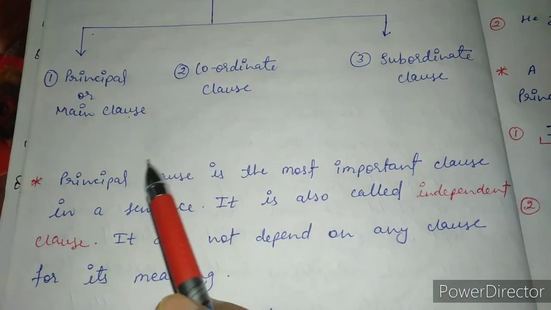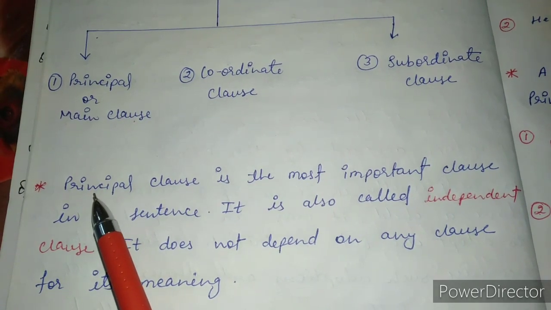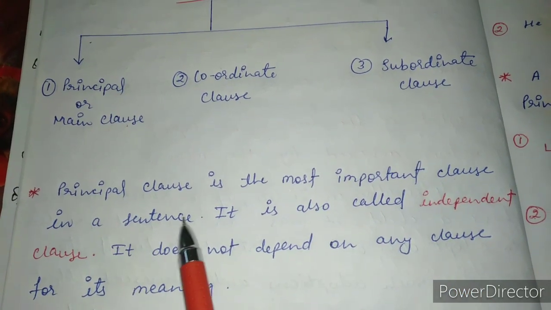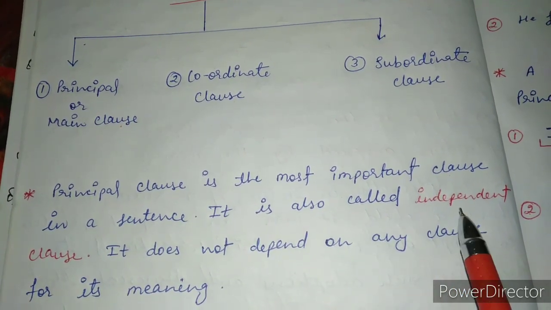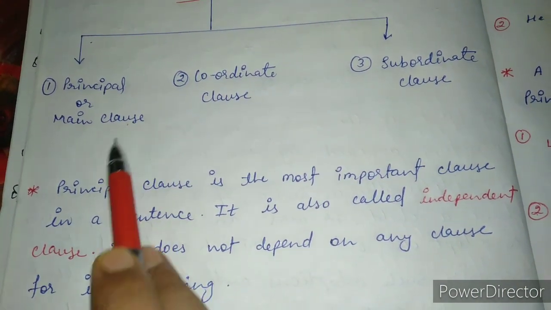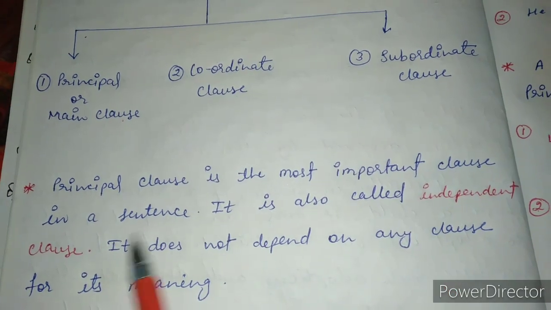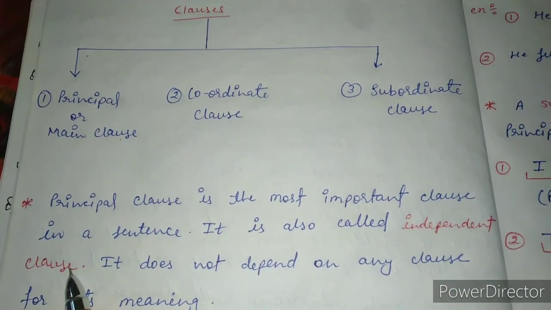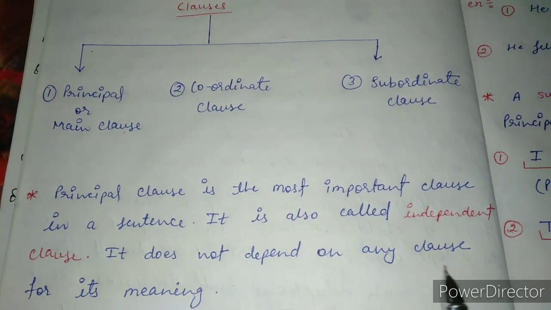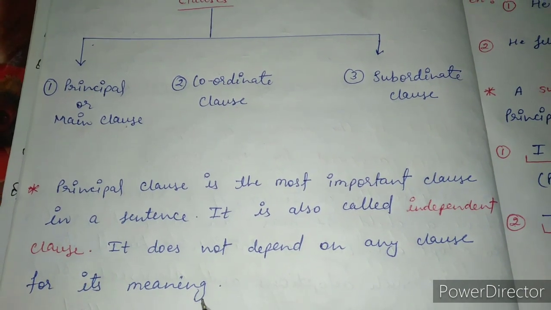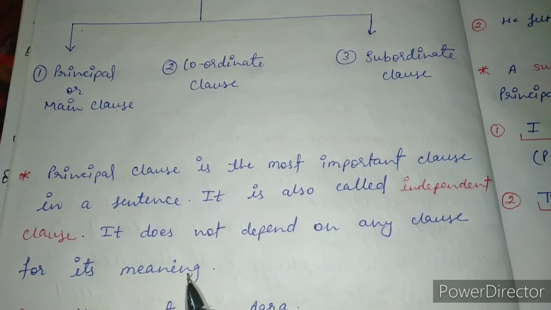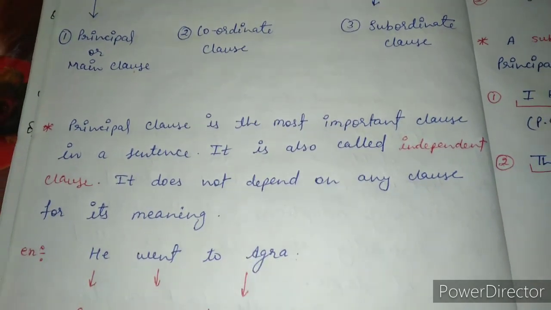Let us discuss what a principal clause is in a detailed way. Principal clause is the most important clause in a sentence. It is also called an independent clause. Yes children, principal clause or main clause is called independent clause. There is no dependence on anything, it is independent. It does not depend on any clause for its meaning. It has its own meaning altogether. What I'm trying to say is, it doesn't depend on anybody else.